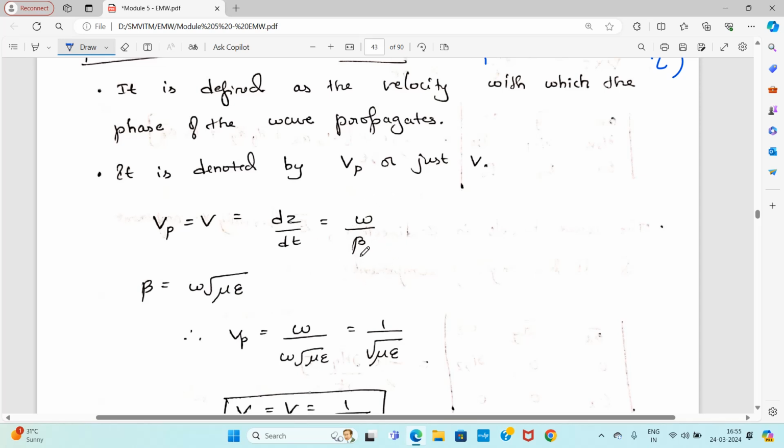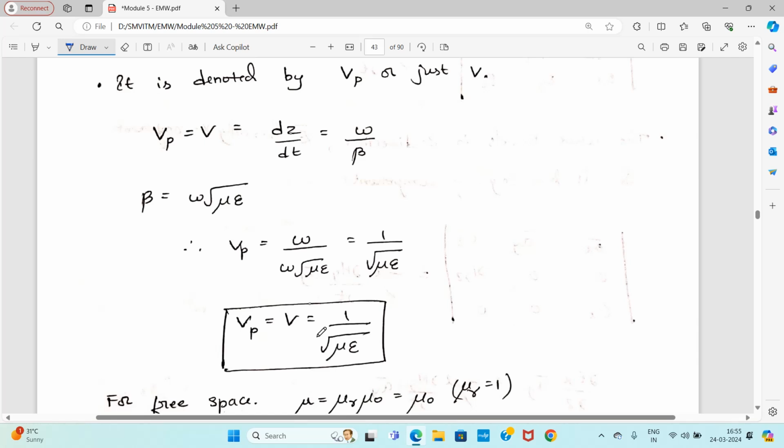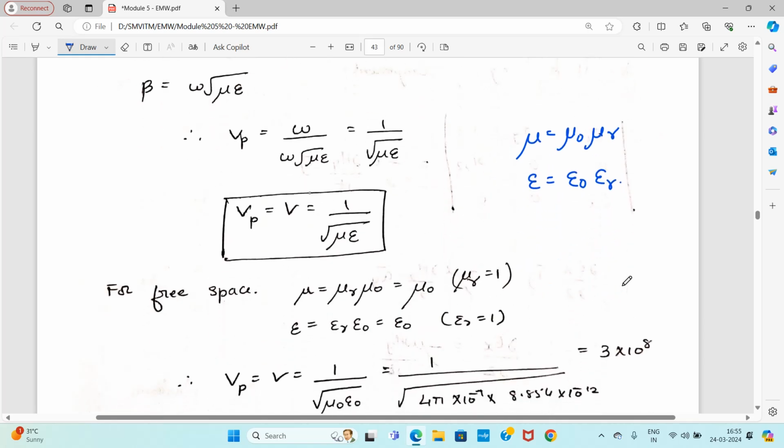And in the previous video, if you remember, the beta value was found out to be omega root mu epsilon. So if I substitute that, I will get the velocity equation as 1 by root mu into epsilon. Okay, so this mu will be a combination of mu naught and mu r. Epsilon will be a combination of epsilon naught and epsilon r. So this equation is very important. Phase velocity is 1 by root of mu epsilon.